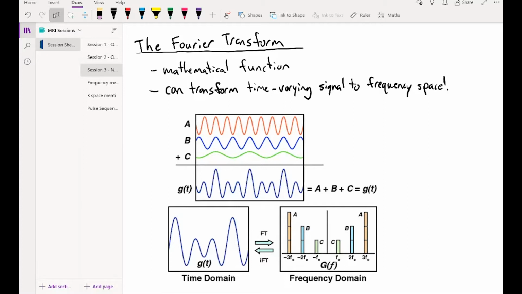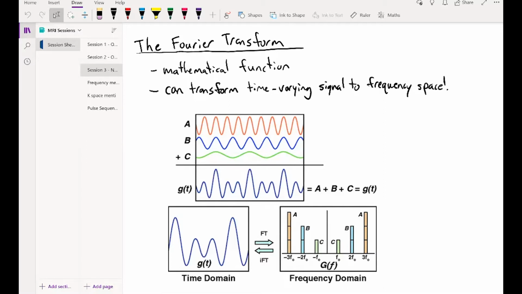So I'm going to leave the Fourier transform with the description that this is a mathematical function that can take a time-varying signal or a time-varying function, it's a signal in our case, and represent that same information in a frequency space, which if you're not familiar with frequency space, that's okay. First time that I learned about it was in my master's as well. All it essentially is a different way of representing a time-varying function like a sine wave.